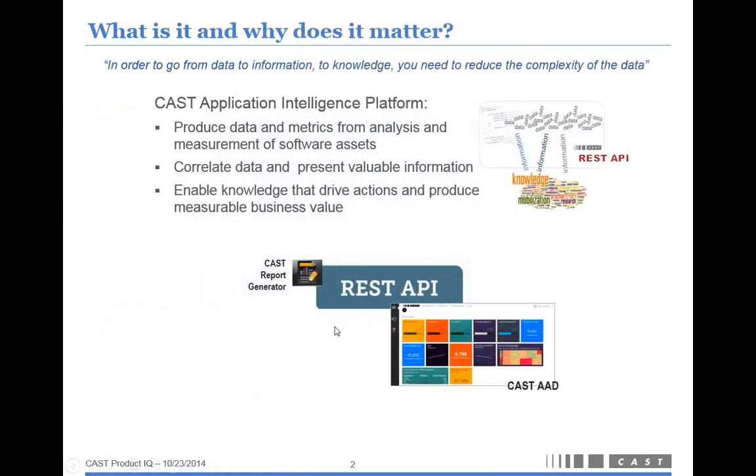And the first thing I want to talk about is what is it and why does it matter. So CAST AIP is a very powerful platform that analyzes source code and database and creates a lot of data that then are aggregated to create metrics and information that can be consumed to provide intelligence around the application software, the application portfolio, and can be used for management purposes.